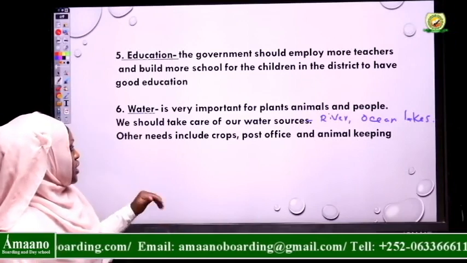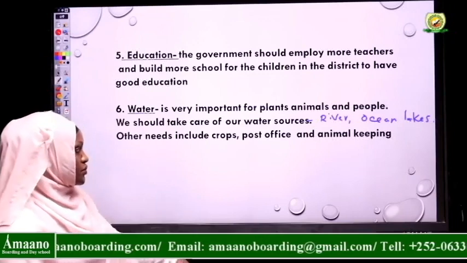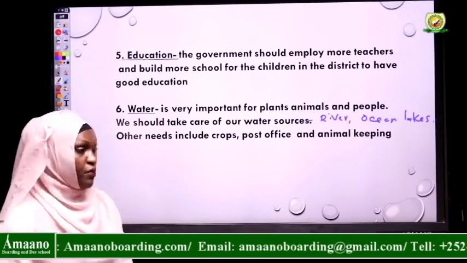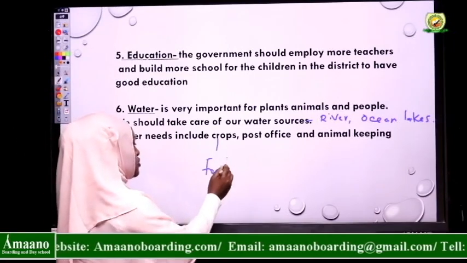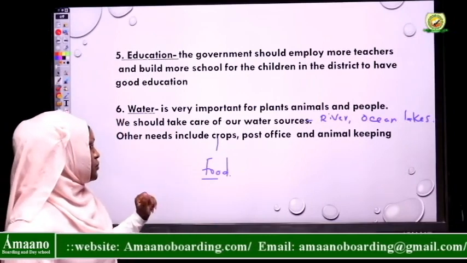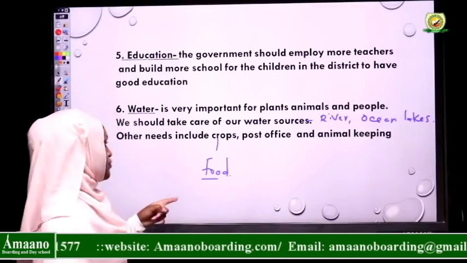So among our needs we also have other needs. These include the crops and the post office. The crops, we need the crops for food. We get food from them, and we have said food is one of the basic needs. So we need the crops for food, and also the animals need the crops for food. We need the grass for animals.